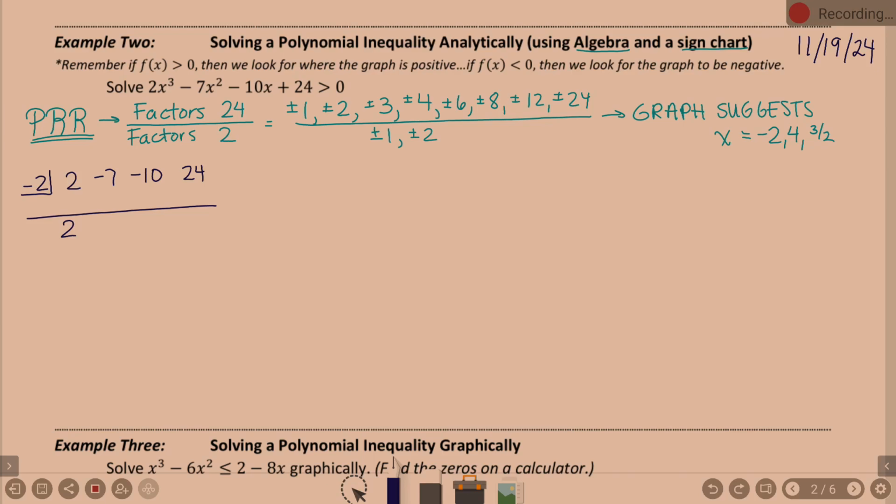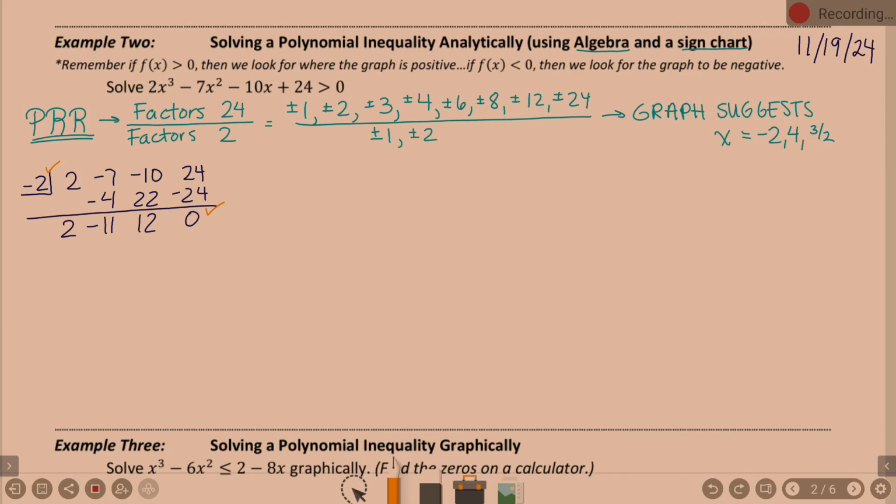Drop the 2. Negative 2 times 2 is negative 4. Negative 7 plus negative 4 is negative 11. Multiply negative 2 and negative 11 is 22. Negative 10 plus 22 is 12. Negative 2 times 12 is negative 24. And as expected, it works, yes?